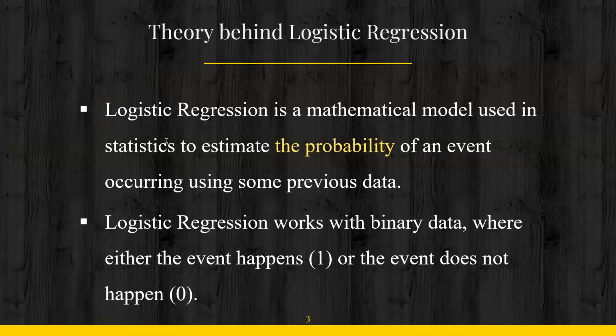So how does logistic regression work? Logistic regression is a mathematical model that gives the probability of an event. We all know that the probability value lies between 0 and 1, where 0 and 1 are inclusive.